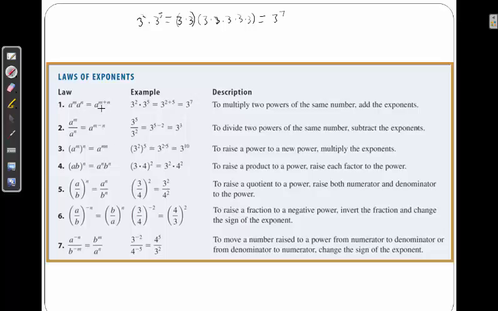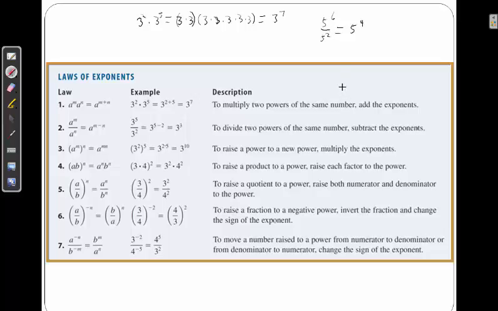Similarly to the multiplication in number 1, in division you subtract the exponents. So if you have one exponent over another, 3 to the 5th over 3 to the 2, you just subtract the exponents. Now be careful if you have something like 5 to the 6th over 5 to the 2. That is going to be 5 to the 4th.